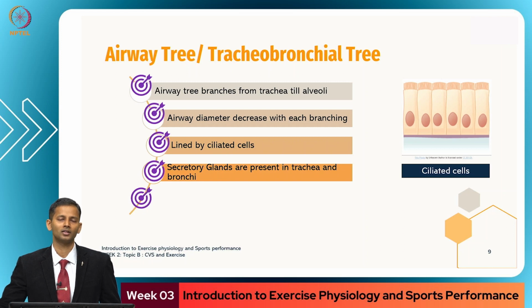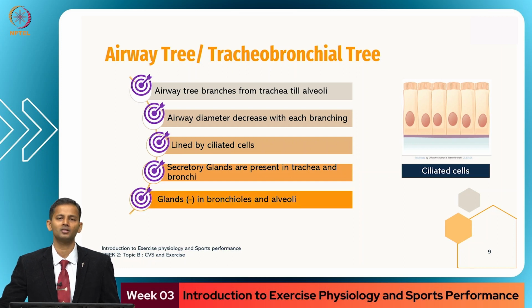In addition, the respiratory epithelium also has secretory glands along the trachea and the bronchi. They secrete a mucus-like substance. This secretion helps in moving the foreign body forward towards the nasal cavity, and it is finally coughed out or sneezed out. However, in the respiratory tree, the glands are absent in the bronchioles and the alveoli.